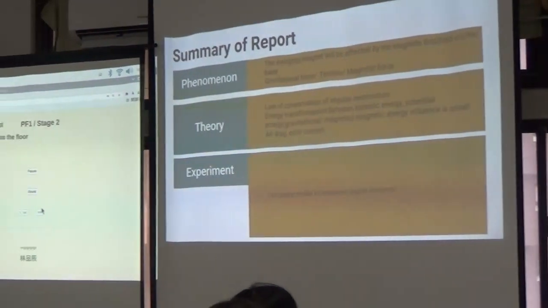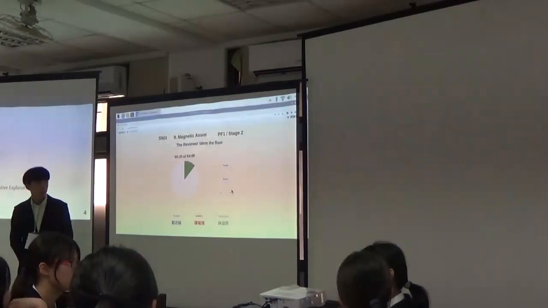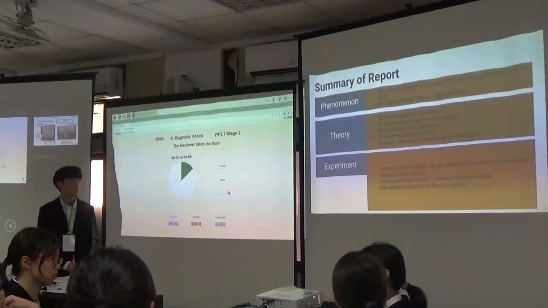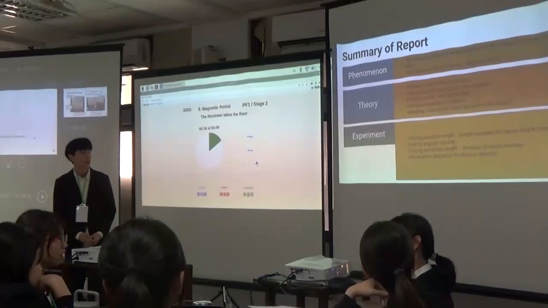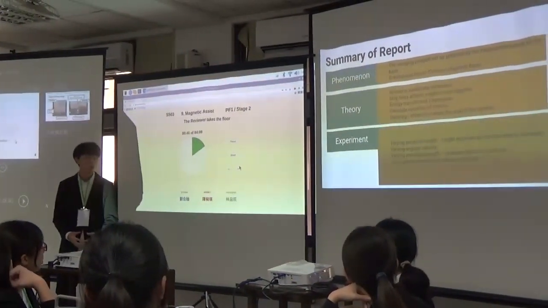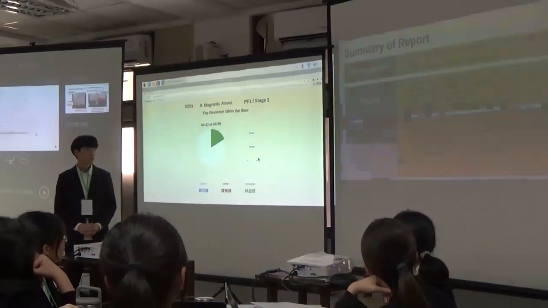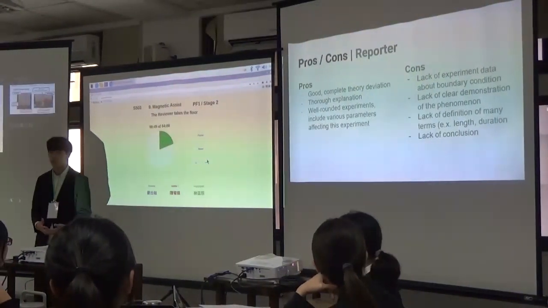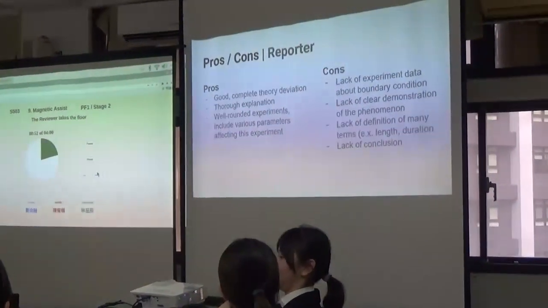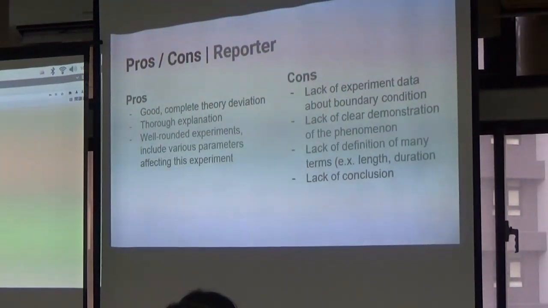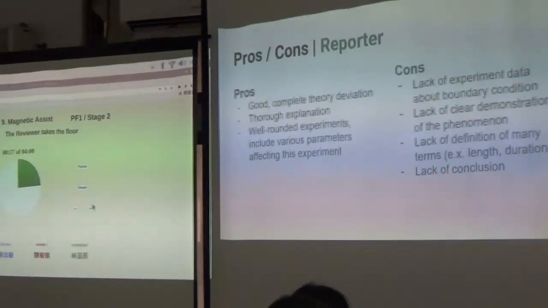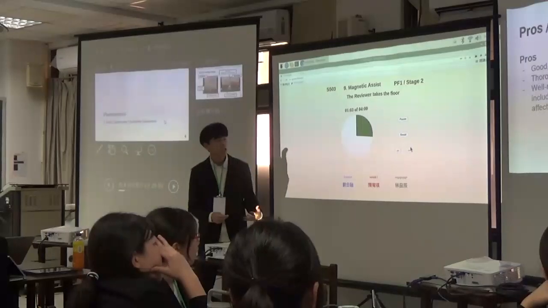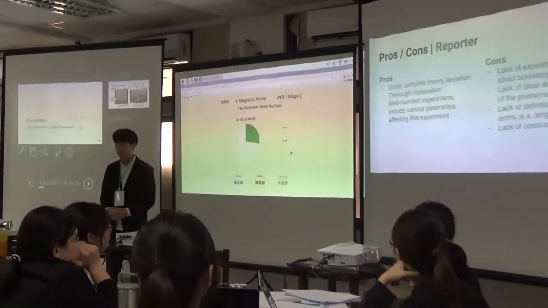So here's the theory that the reporter used and the experiment. The reporter thinks that the system is relatively symmetric and only zeta affects the outcome, and they neglect any other factors. So here are some pros and cons of the reporter. I think she has a good and complete theory derivation, and she also has a thorough explanation of this phenomenon. However, there could be some improvement, such as a lack of experiment data, a lack of clear demonstration, and also a lack of definition of many terms.